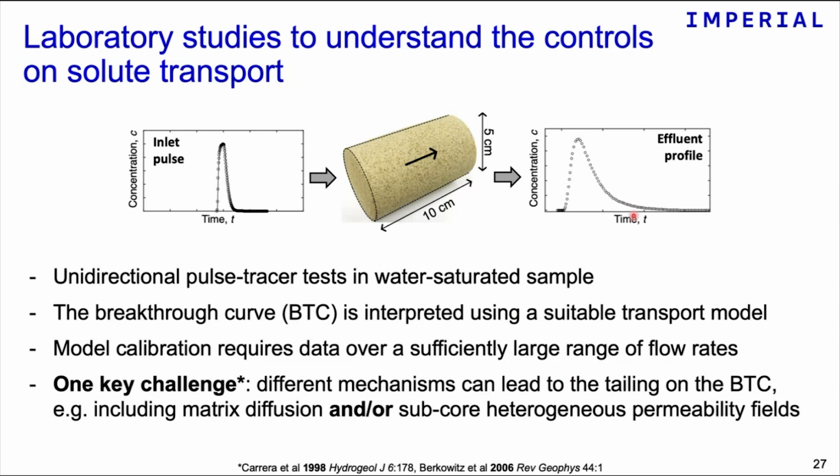So, for instance, it has been shown that diffusion into immobile porous zones has the same effect as heterogeneities in the permeability of the rock sample. So decoupling these effects is very difficult if you just rely on the breakthrough curve.